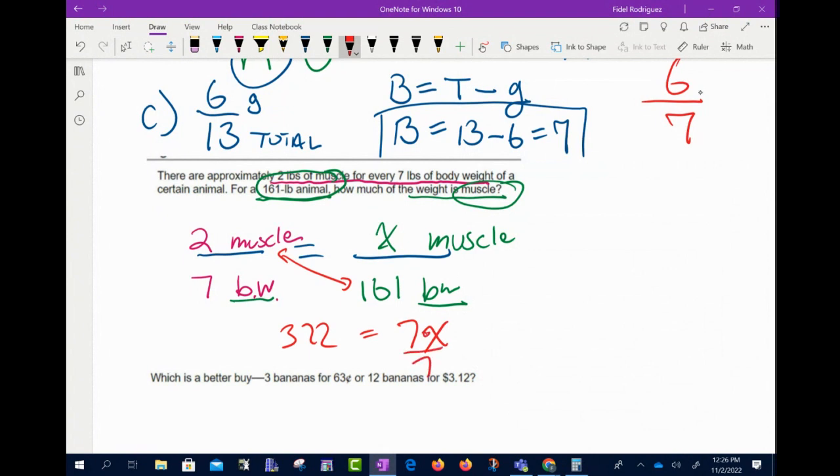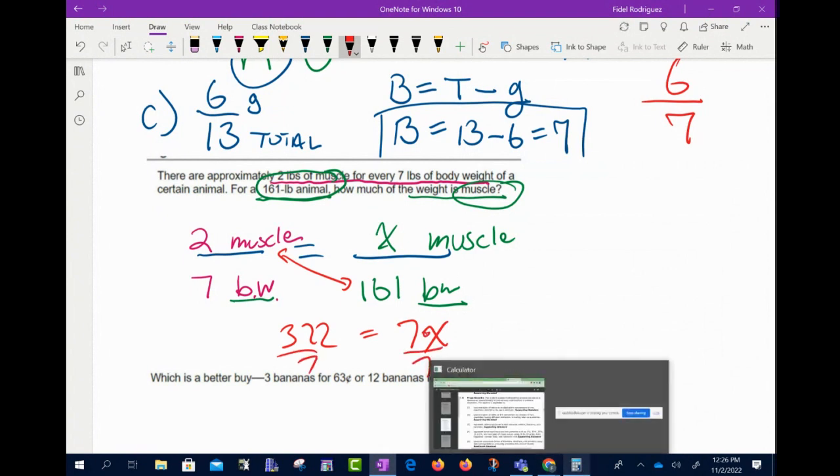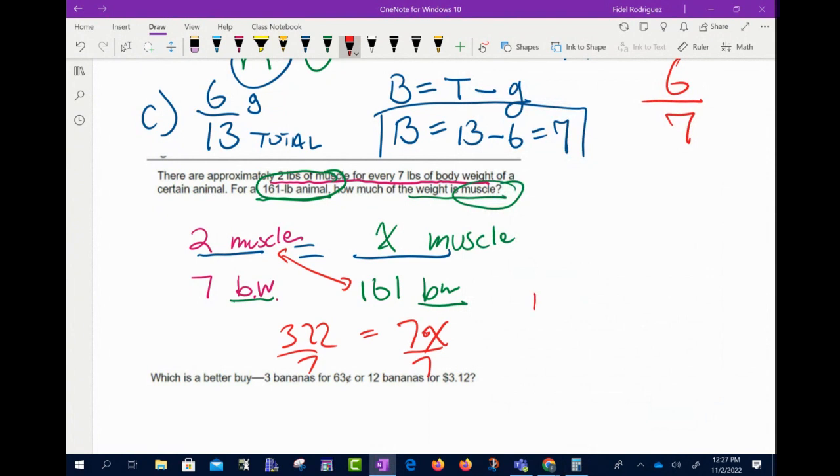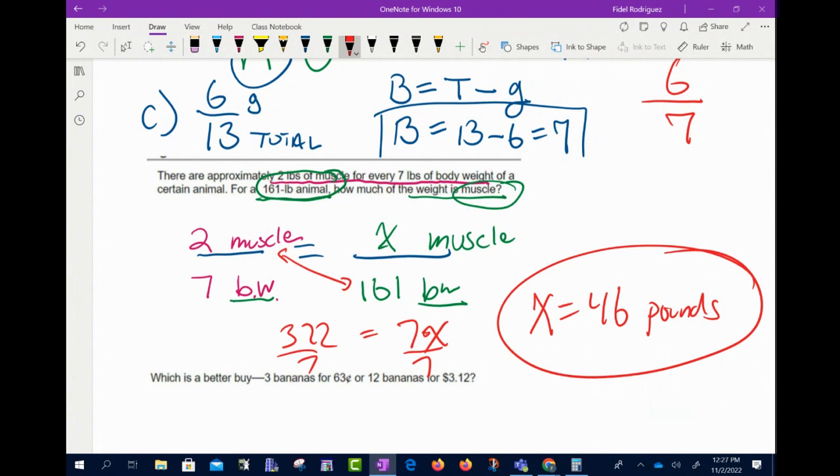And then we'll go ahead and divide everything by 7. So let's divide that by 7. Let's see if it goes in nice and neat. It does. So how much of it is muscle? 46 pounds, right? That's how much of it is muscle. Right? Just trying to draw an arm, but my pictures are pretty bad. Let's pretend like we didn't draw an arm.